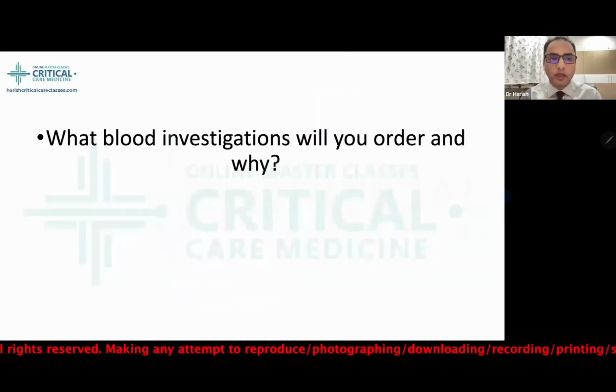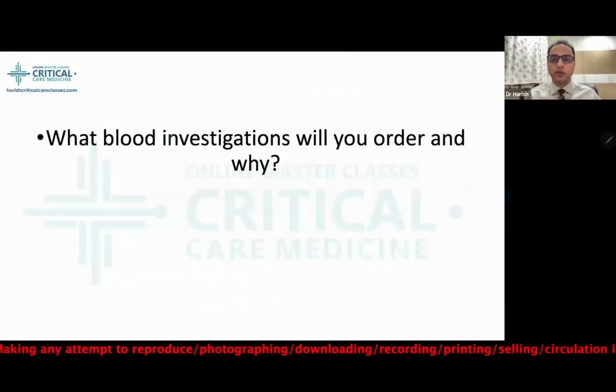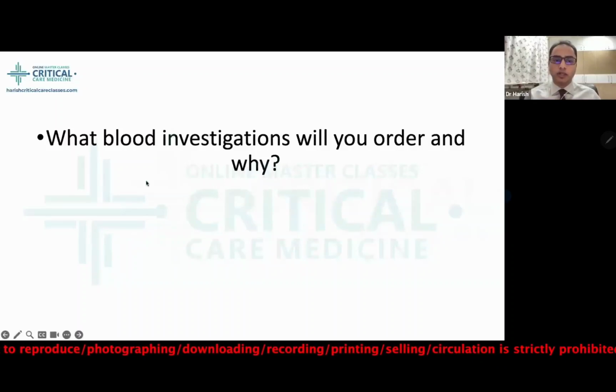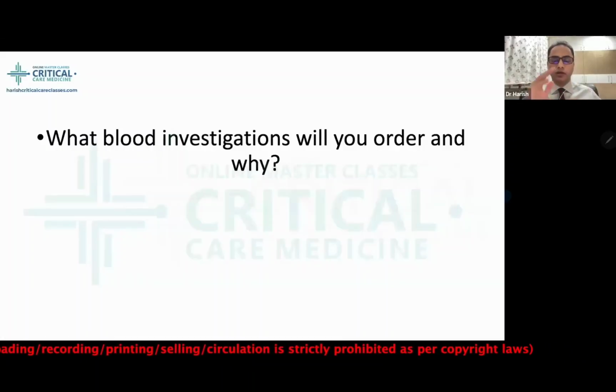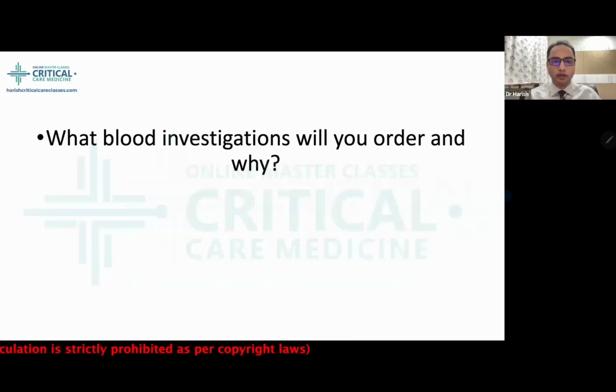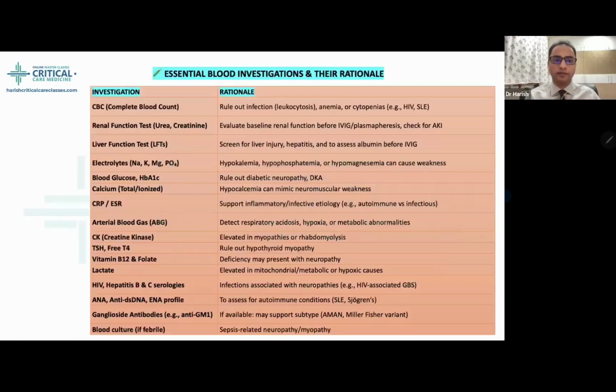So next question. What blood investigation will you order in this patient and what is the rationale for those investigations? Okay. So you received the patient, you did an initial history and the targeted neurological examination. Then you need to work up further. What are the blood investigations you wish to send and why? What is the rationale? So again, remember, this is the battery of investigations, but whatever you tell, you should have a rationale for that. So essential blood investigations and the rationale.